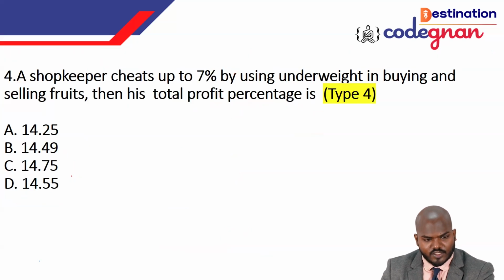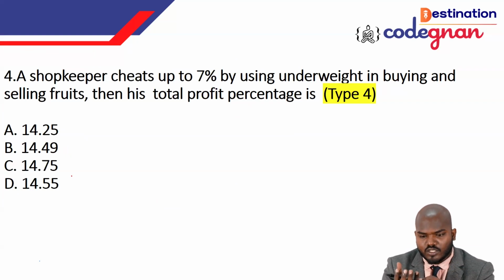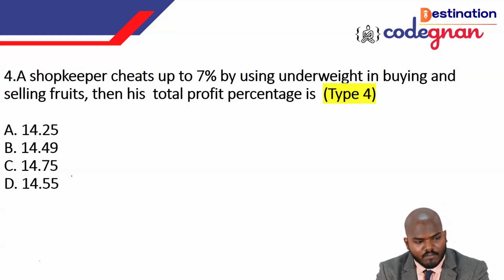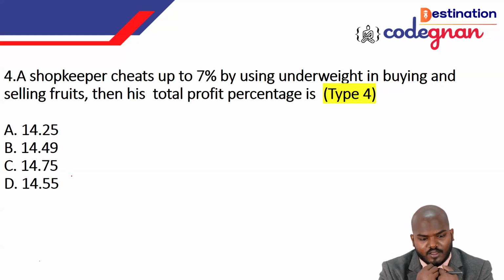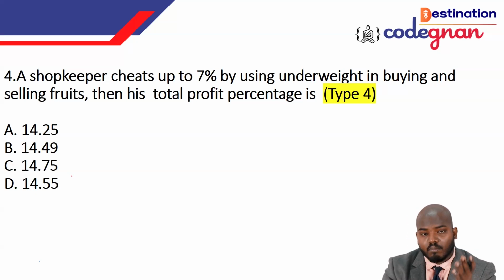You see this one. The next question: the shopkeeper cheats up to 7% by using underweight. If you are buying something, he uses the underweight so that he is cheating by 7% profit in buying and selling of fruits. Not only while selling, but also while buying something, he was cheating with respect to the 7% profit he was earning there. So what is the total profit percentage with respect to the whole product which he was buying and selling here? In this place, guys, you're going to use the same formula.